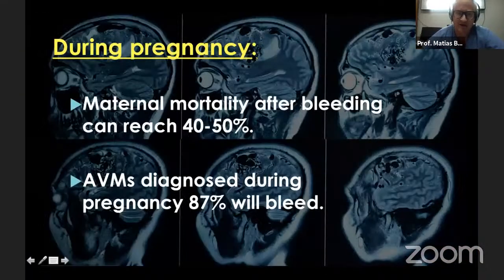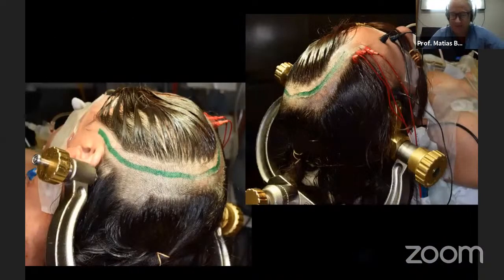We know that during pregnancy, in this case as I presented, it was a woman, the maternal mortality after bleeding can reach 40 to 50%. And in AVM diagnosed during pregnancy, 85% will bleed during pregnancy, especially in the 7th or 8th month. After several meetings in our department, we decided to operate on the patient 5 months after the first bleeding of the AVM.